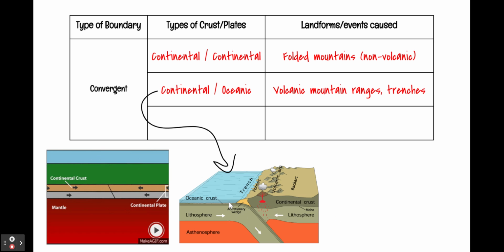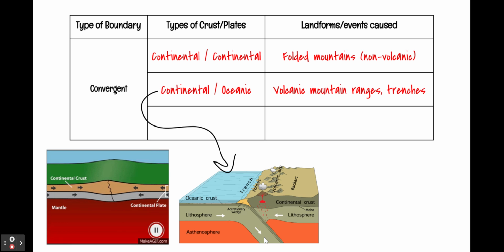When we have continental crust and oceanic crust meeting, we get volcanic activity. And we get volcanic activity because it involves plates or crusts of different densities. The more dense crust is going to move beneath the less dense crust, which is usually the continental crust here. So the oceanic crust, being more dense, will sink below the continental crust.